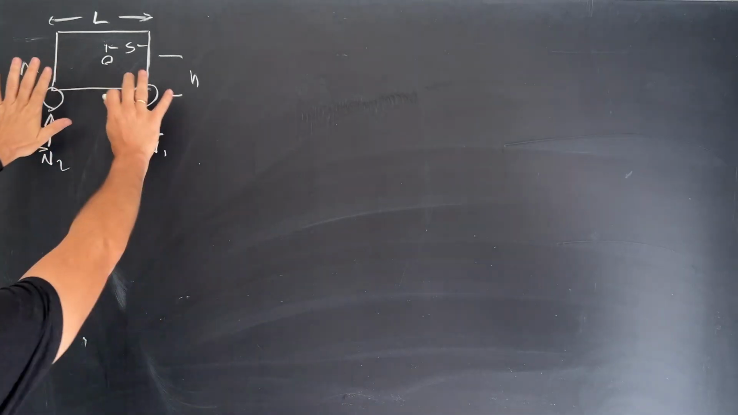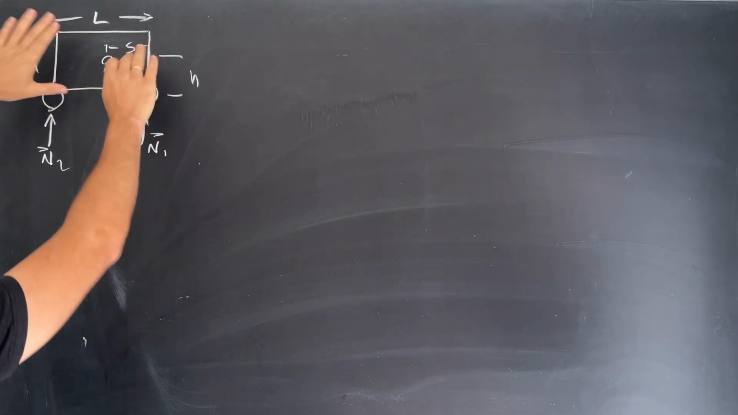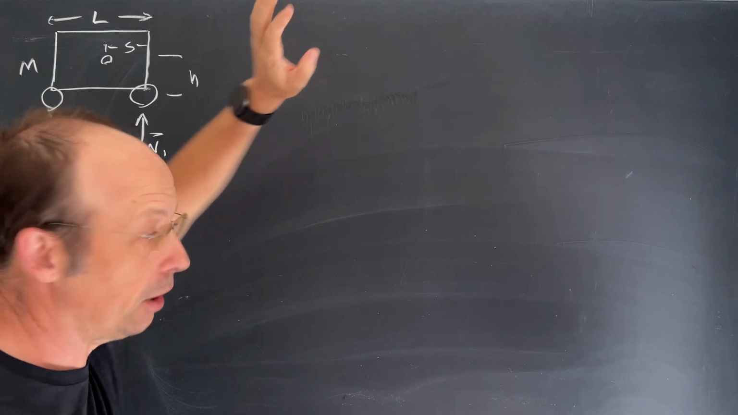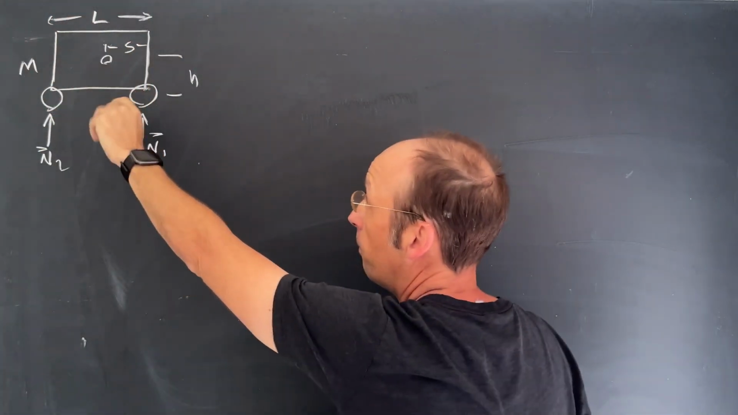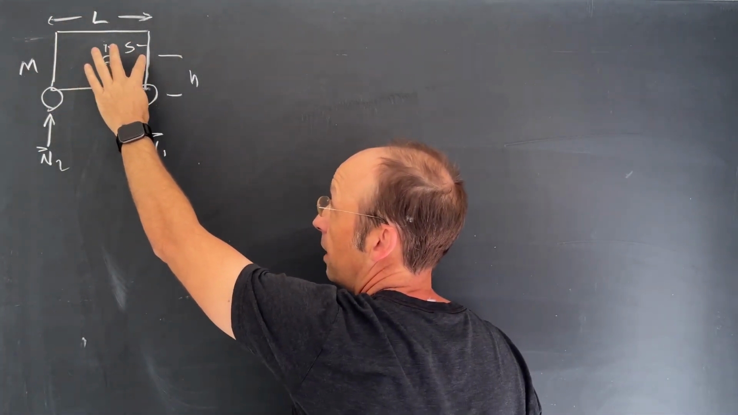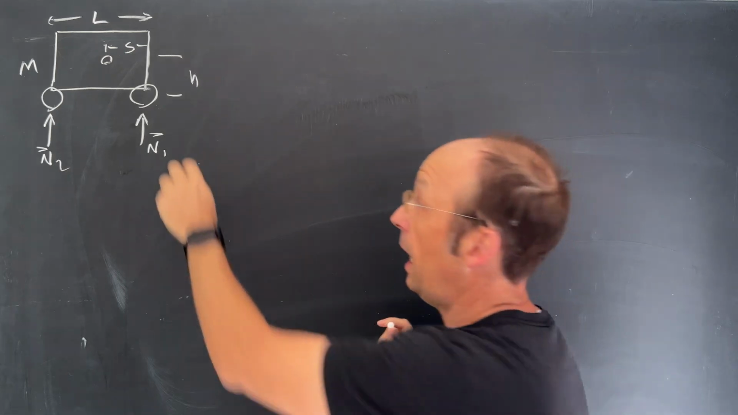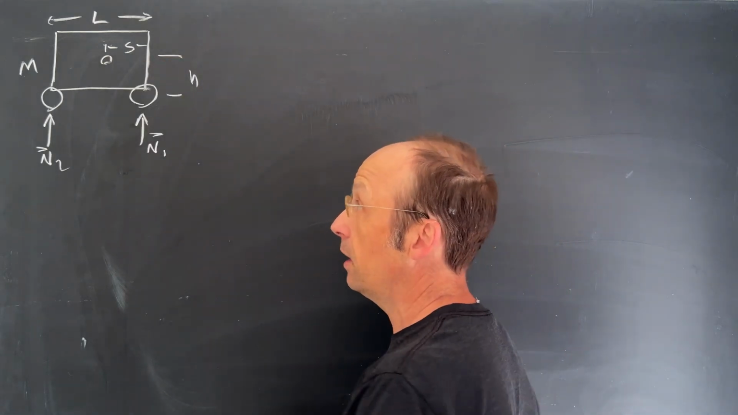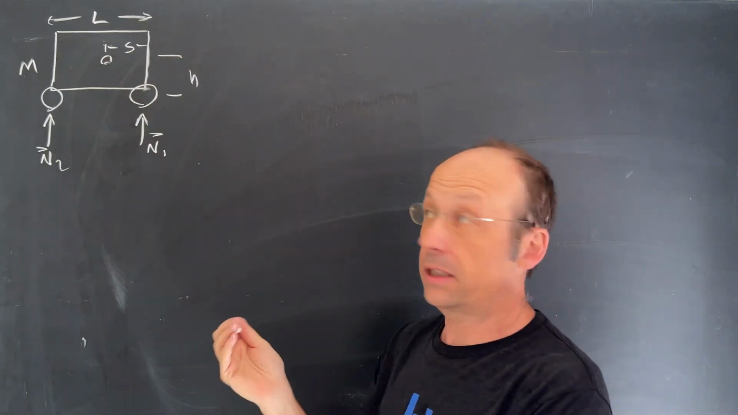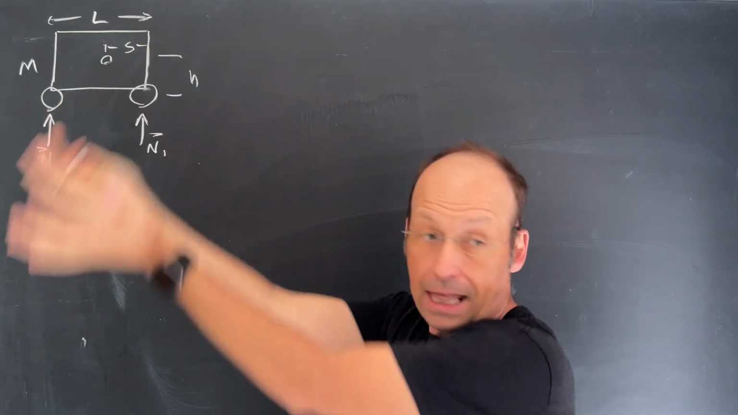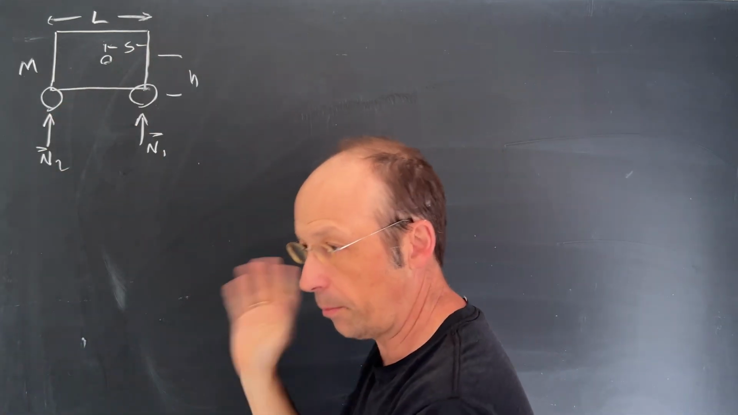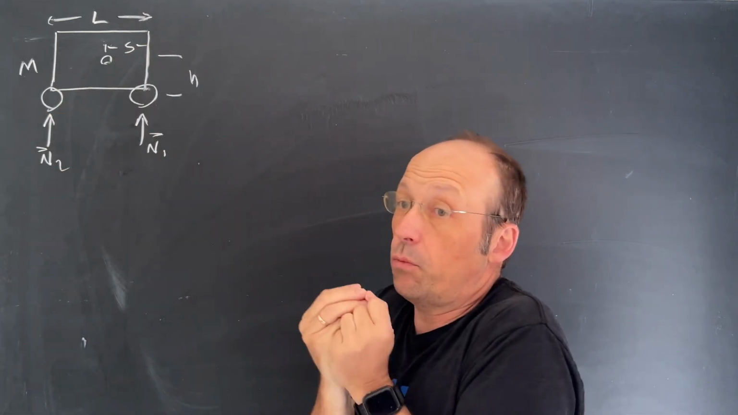So here's my car. I have a car of length L. It's a box. It's just a box car. It has a center of mass up here that's a distance S from the front and a height H above the wheels. And then the wheels are separated by L, just like that. And it has a mass. And we're going to use some numbers. But just imagine what's the difference, right?